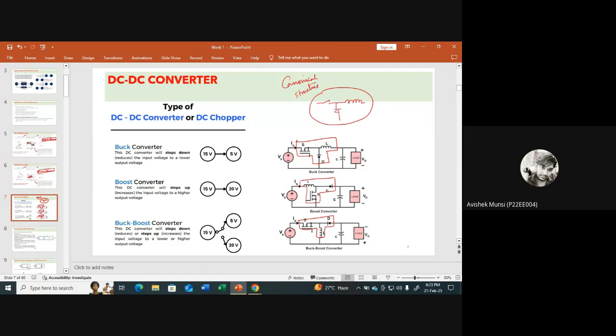please unmute yourself if you have any doubt. So if you consider this as a canonical structure, you can see that if you rotate it in this anti-clockwise direction, you will get this one. And if you rotate it again in this anti-clockwise direction, you will get the buck boost converter. So this is a pattern you can remember for simply understanding what kind of converter it is.